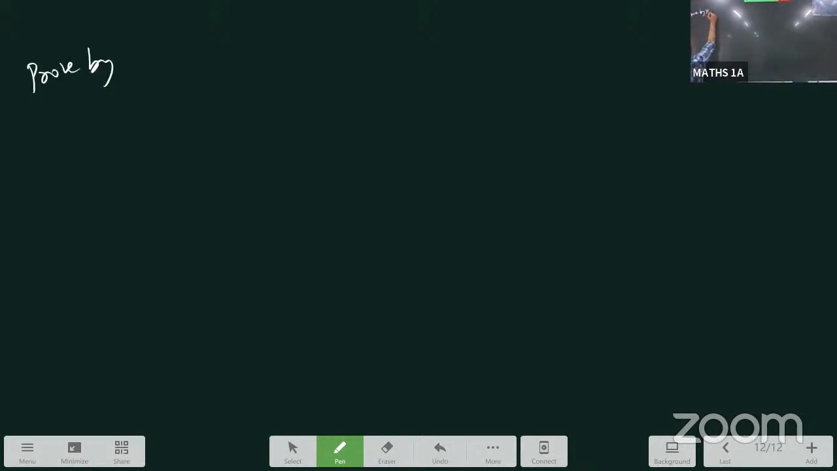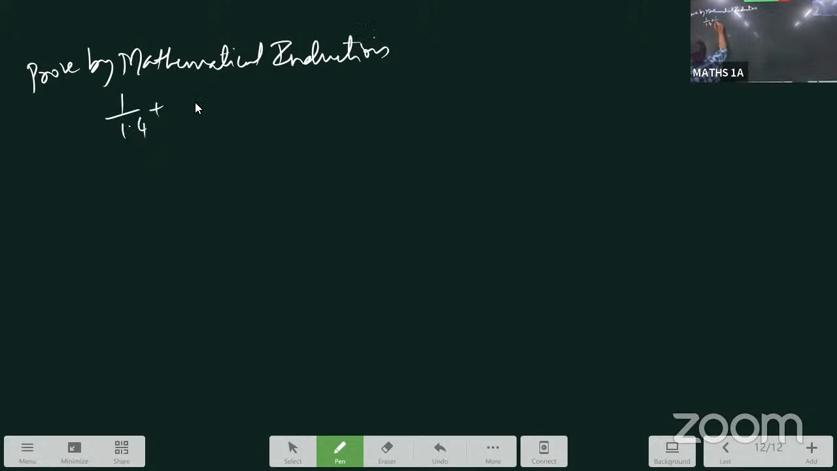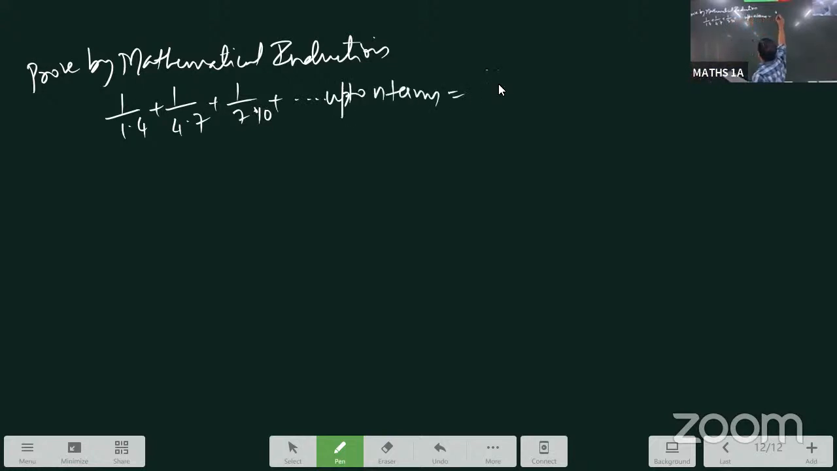Prove by mathematical induction. Now, what is that? 1 by 1 into 4 plus 1 by 4 into 7 plus 1 by 7 into 10 plus so on up to n terms, that is equal to n by 3n plus 1.